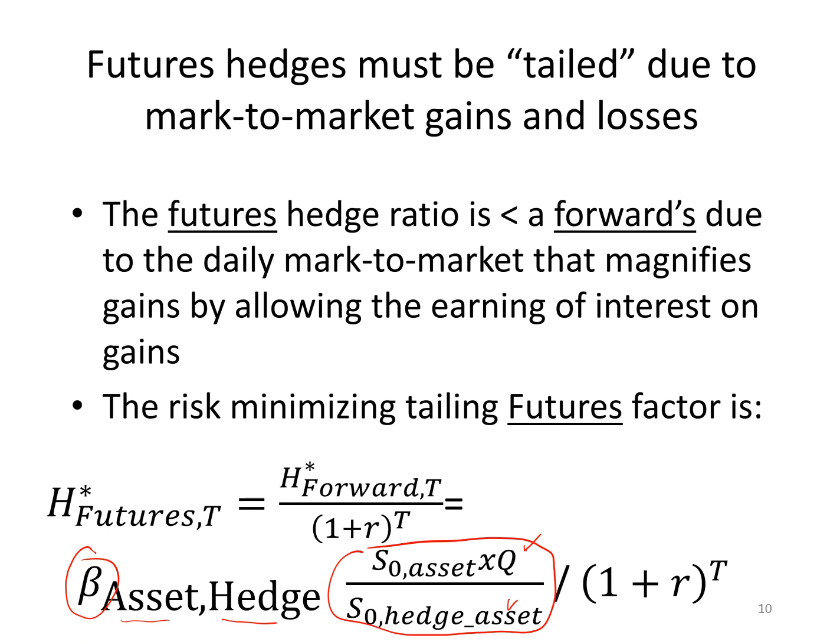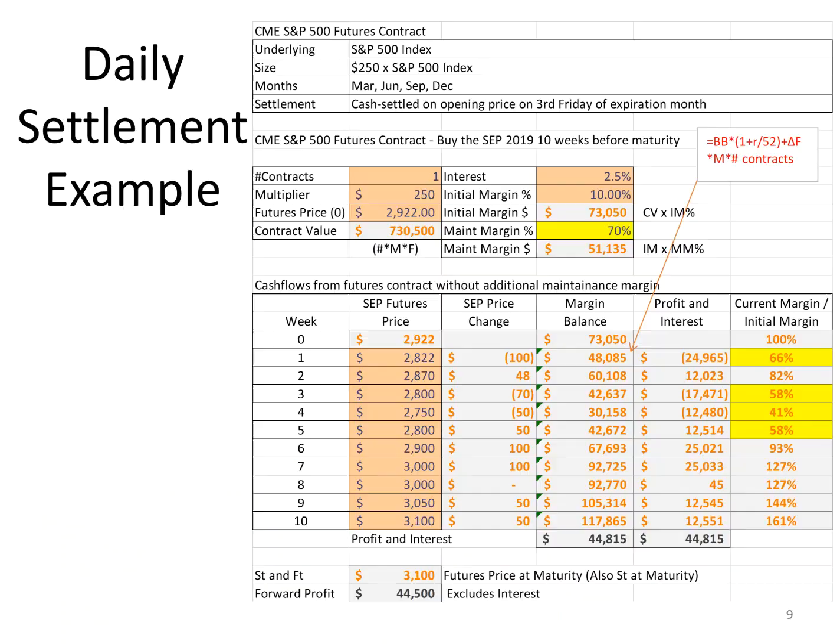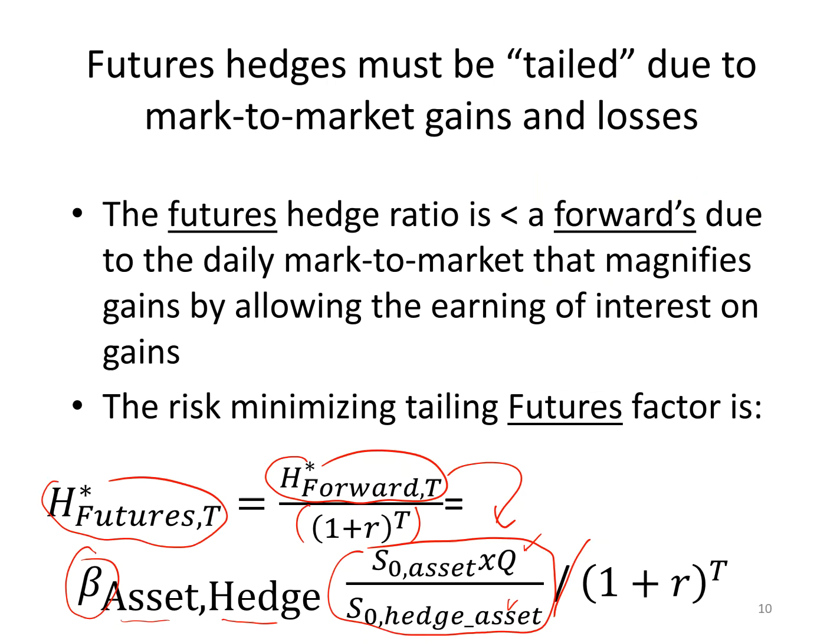For a futures contract, simply take that and divide by 1 plus R to the T. So the optimal hedge ratio for a futures contract is the optimal hedge ratio for a forward, which is this part here that's circled, over 1 plus R to the T. And you can see the effect. The effect is you need fewer futures contracts than you do forward contracts. This is called a tailed position in finance. And the reason why you need a little bit less is any gains that you receive earlier are going to get magnified. You're going to earn interest on them. So you need a little bit less than if this were a forward contract.